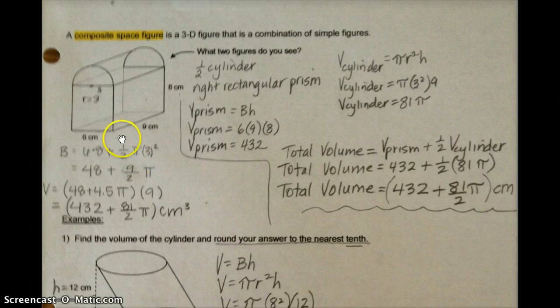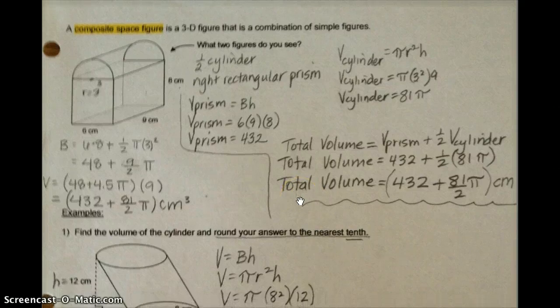Then all we need to do is multiply it by the height, which is 9. And when we distribute this 9 to both terms in the parentheses, we get 432 plus 81/2 pi centimeters cubed. So using either method, we got the exact same answer. You may choose either one that you want to do. It's up to you.